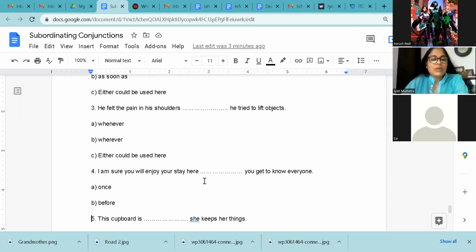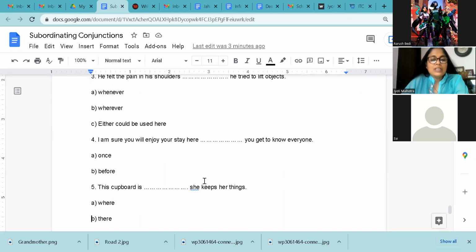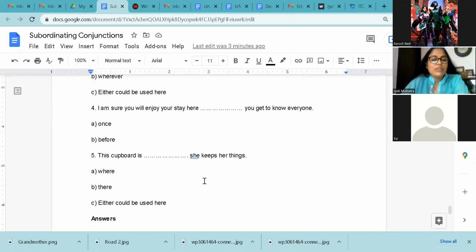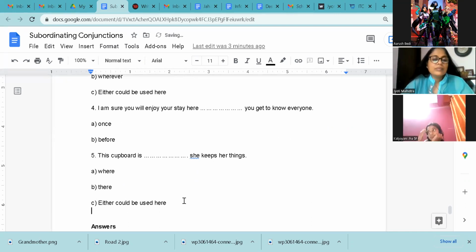Okay, the last one now. This cupboard is dash she keeps her things. Where or there? What will fill in the blank? Where. Very good. So children, this is the end of the lesson and I hope that you understood and you also enjoyed these conjunctions.